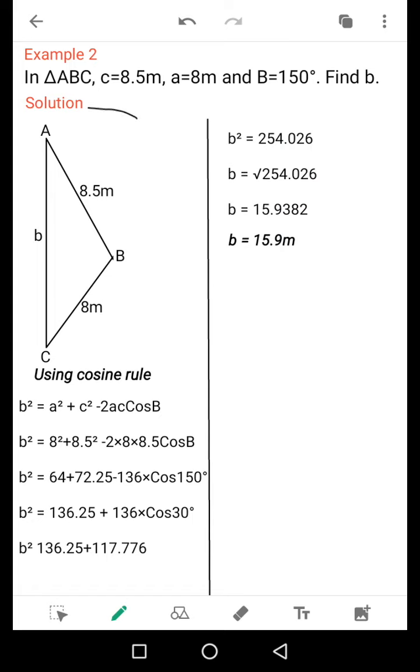Here is the triangle ABC. So we have distance A. Don't forget distance A will always be directly opposite angle A. Distance A is 8 meters, so we have 8 meters here for distance A. Distance C.